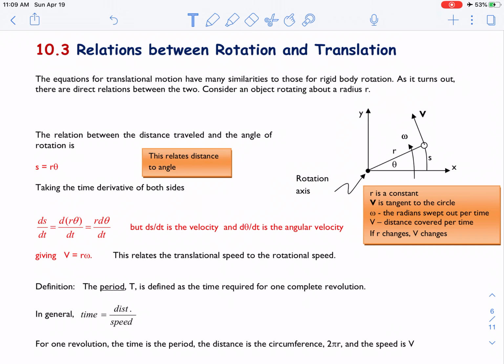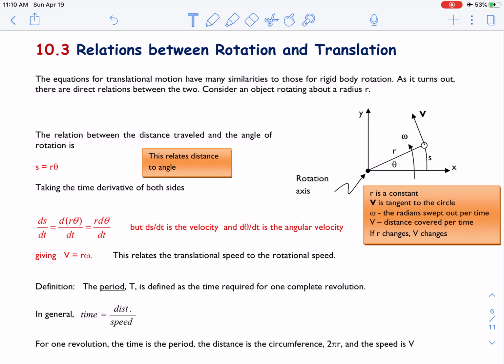Okay, so the next section is about relating those rotational and translational motions. Translational motion is also called linear motion, and sometimes I call rotational motion angular motion. They are the same as well. The equations for translational motion have many similarities to those for rigid body rotation. As it turns out, there are direct relations between the two, and we already talked about one of them.